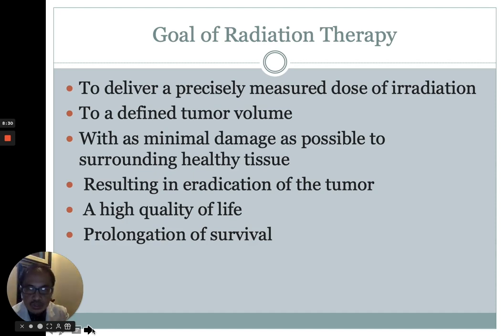But around that target volume, of course, there are surrounding healthy tissues. So we have to spare these normal tissues. There should be as minimal damage to the surrounding healthy tissues as possible. So if we are able to deliver the precisely measured dose of irradiation to the defined target volume and with minimal dosage to the surrounding tissues, our goal is to eradicate the tumor and provide these patients with a high quality of life and, of course, the prolongation of their survival.